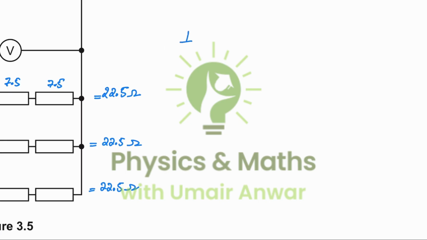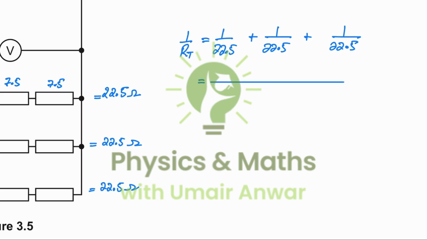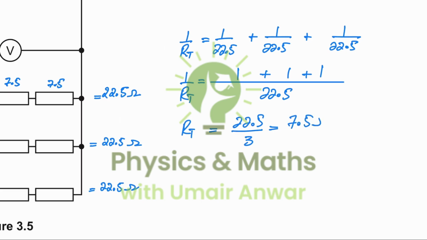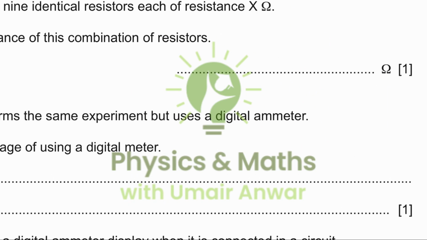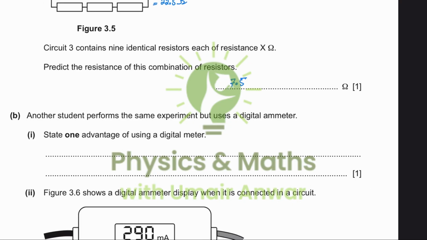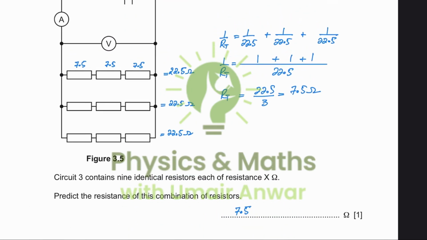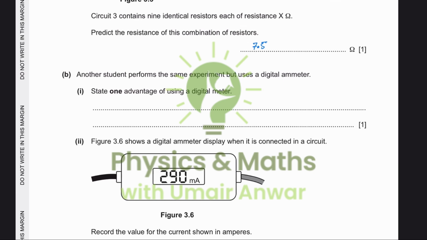Now, for finding the total or effective resistance, since these 3 are connected in parallel, we are going to use the reciprocal rule. We take their reciprocals, add them, and this gives us the reciprocal of the total. So 22.5 is going to be the LCM, and the total resistance comes out to be 22.5 divided by 3, which is equal to 7.5 ohms. So this is the overall resistance of this circuit, where the 9 identical resistors were connected in this way.